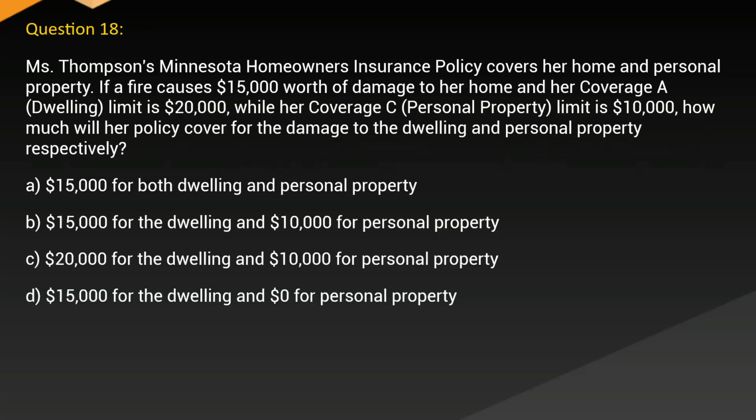Question 18. Ms. Thompson's Minnesota homeowners insurance policy covers her home and personal property. If a fire causes $15,000 worth of damage to her home and her Coverage A dwelling limit is $20,000, while her Coverage C, personal property, limit is $10,000, how much will her policy cover for the damage to the dwelling and personal property respectively? A. $15,000 for both dwelling and personal property. B. $15,000 for the dwelling and $10,000 for personal property. C. $20,000 for the dwelling and $10,000 for personal property. D. $15,000 for the dwelling and $0 for personal property.